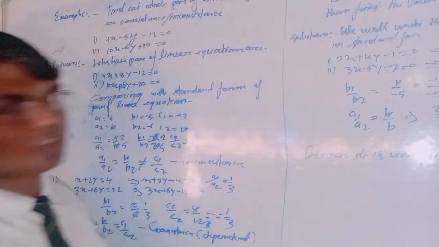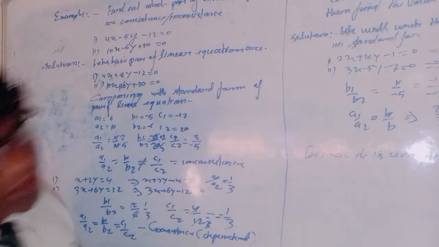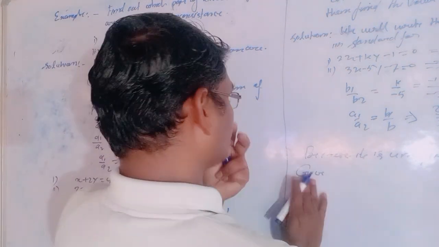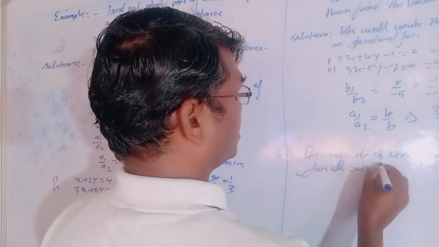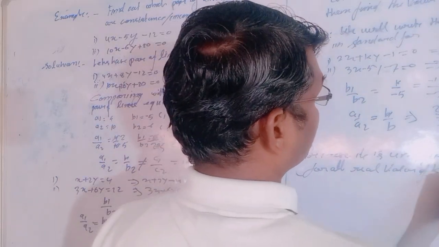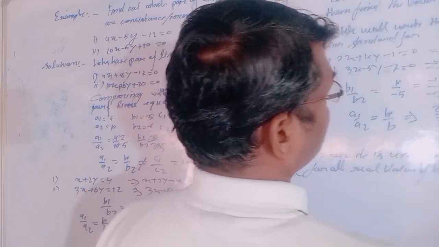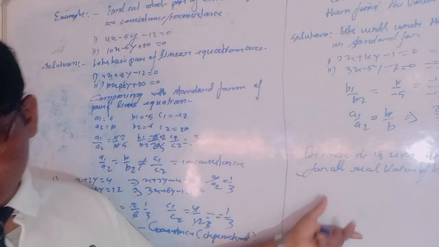So according to the unique solutions, we will write these equations: the given lines have unique solutions for all real values of k except minus 10 by 3. This will be the answer. Okay, so we have calculated the answer this way.